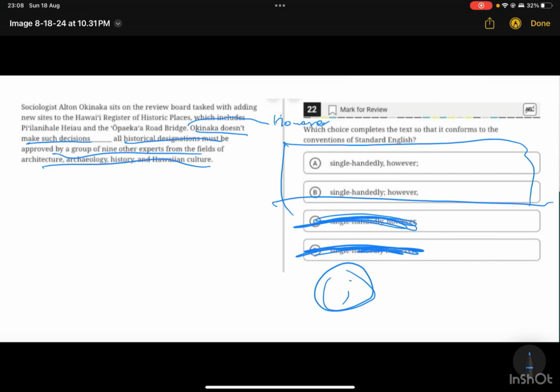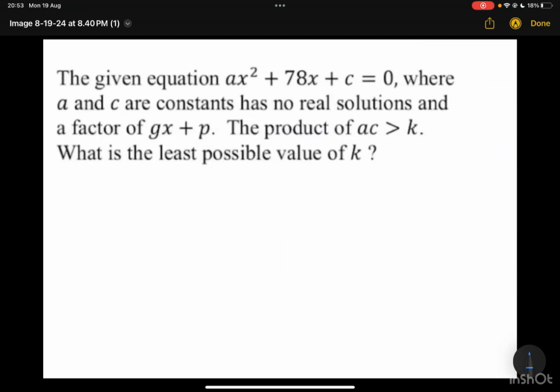So if we put the "however" after "single-handedly" right here, that's going to make sense. But for B, if we say Okinaka doesn't make such a decision single-handedly, and then we stop there and continue to the next clause: However, all the historical designations must be approved by a group of nine other experts. That doesn't make sense, because the first clause is the one we are contrasting. So we're going to have "however" in the first clause, not the second clause, so the answer is going to be A. Moving on to another question.